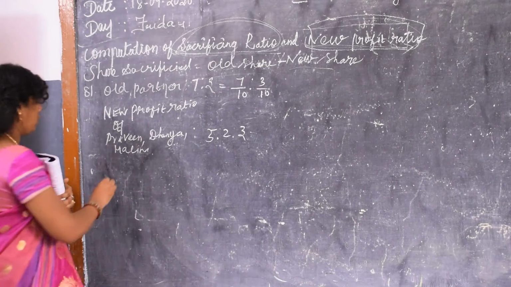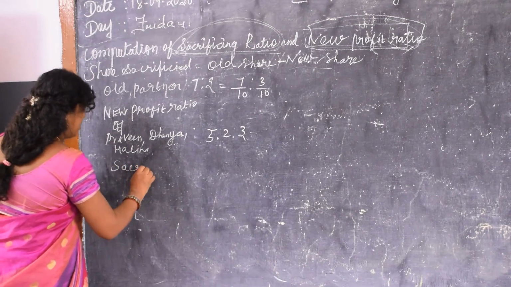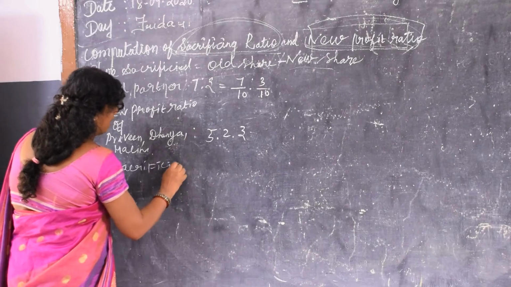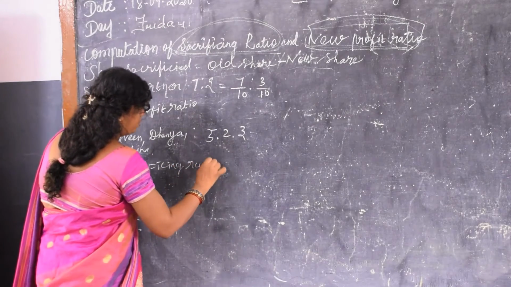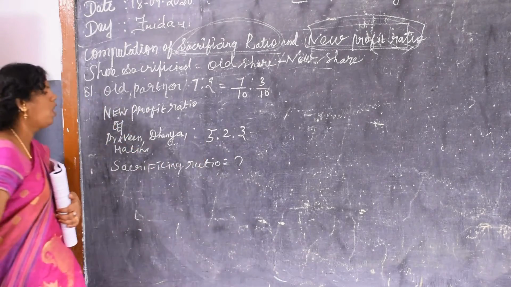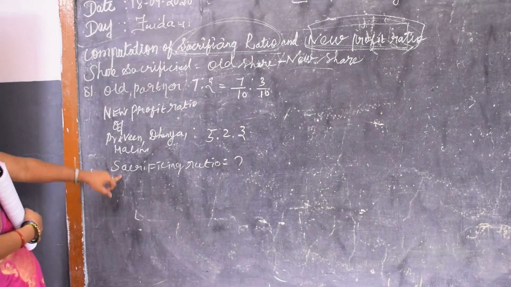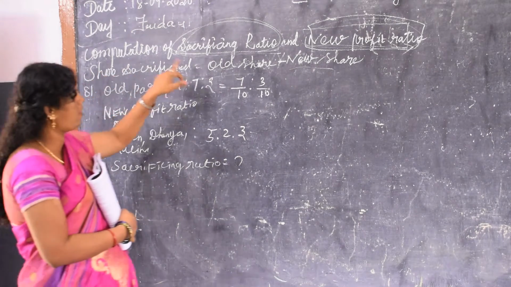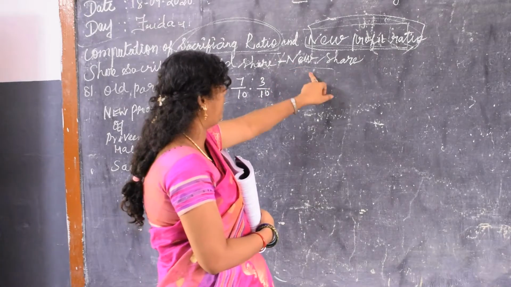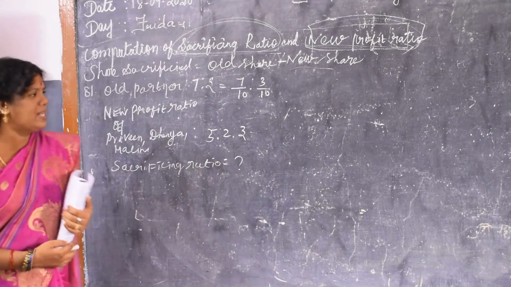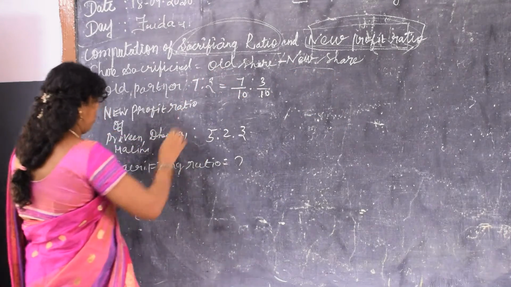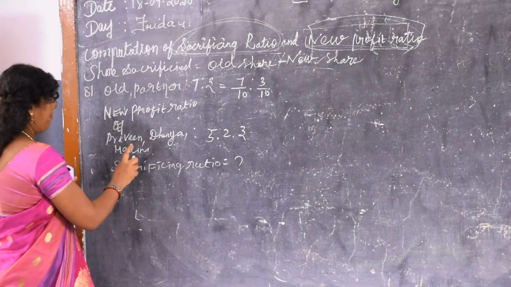Okay. In this question, what is asked is the sacrificing ratio, so we can directly find it out. Write the question like this: sacrificing ratio. For finding out the sacrificing ratio, what is the formula? Share sacrificed is equal to old share minus new share. Old share minus new share. So first you write the name Praveen.